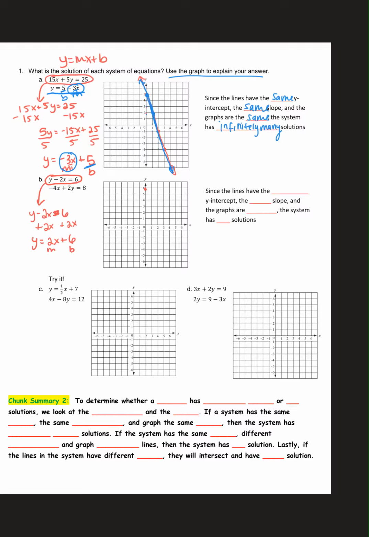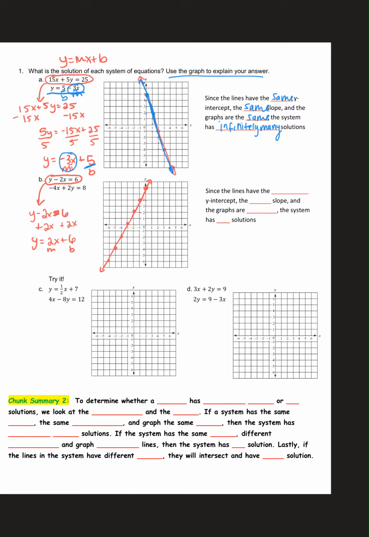So I'm going to start at 6 because that's where I begin. And I'm going to go up 2 over 1, but I don't have that space on my graph. So I can actually go down 2 and left 1 because a negative over a negative is a positive. Down 2 and left 1, and on and on, and connect my dots.